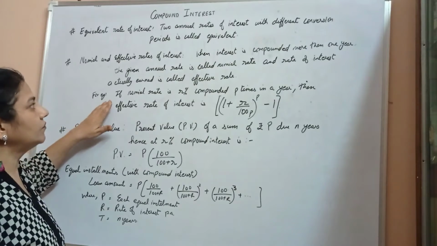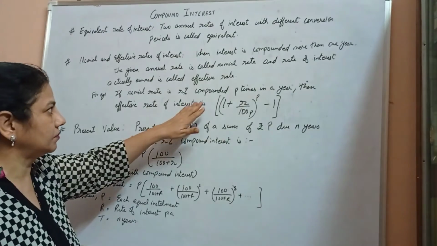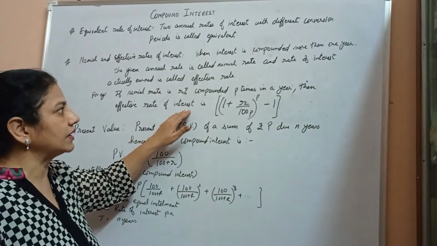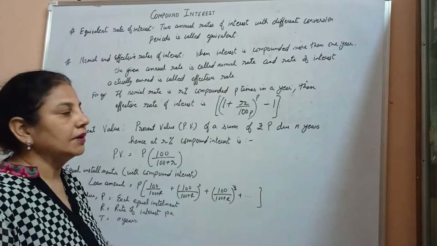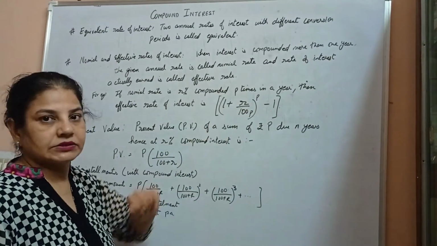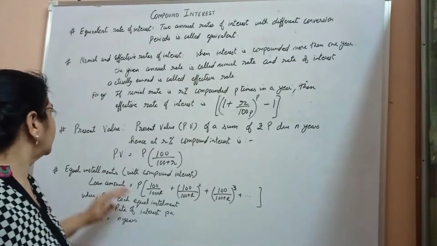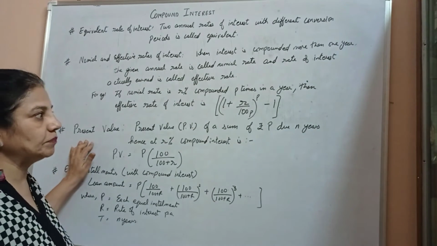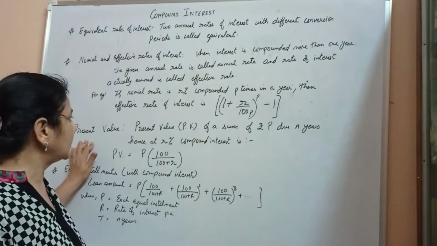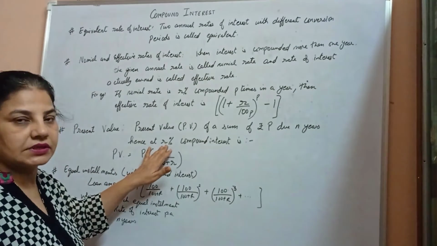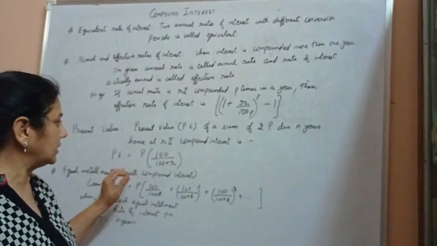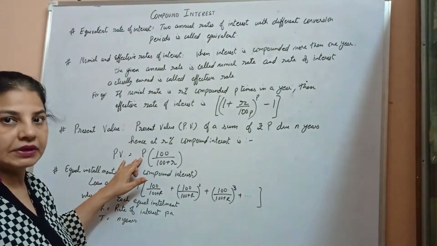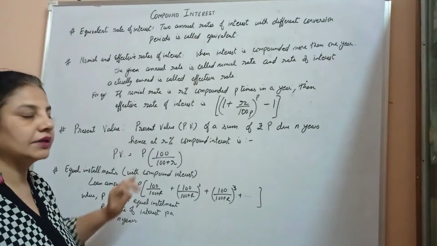For example, if the nominal rate is R% compounded P times in a year, then the effective rate of interest is given as (1 + R/(100P))^P - 1. Present value: the present value of a sum of rupees P due n years hence, at the rate R percent compound interest, is given as PV = P × (100/(100+R))^n, where P is the principal.